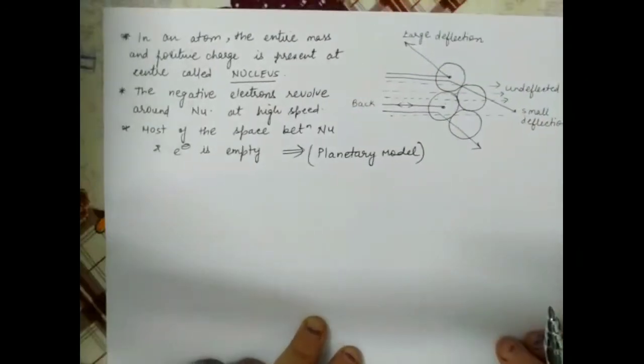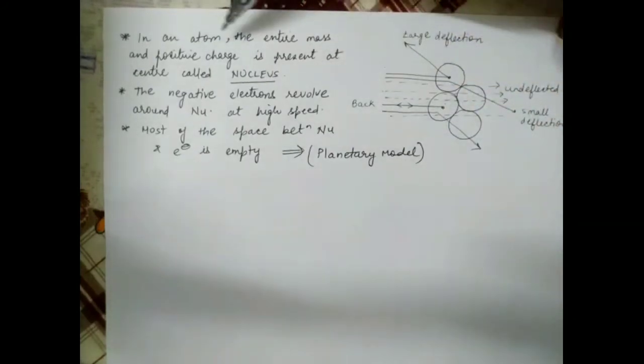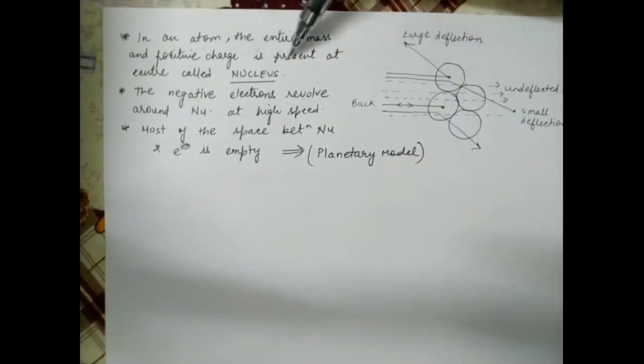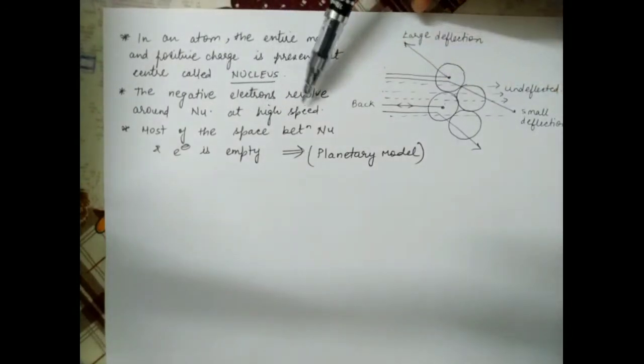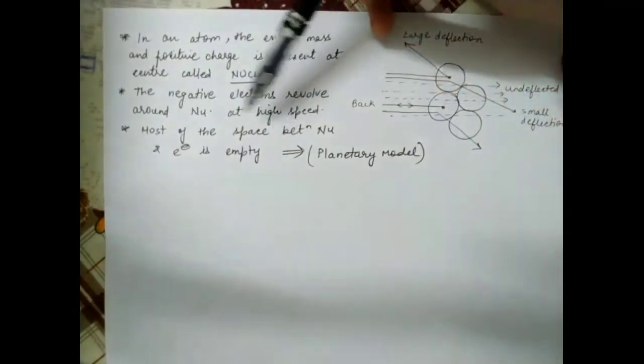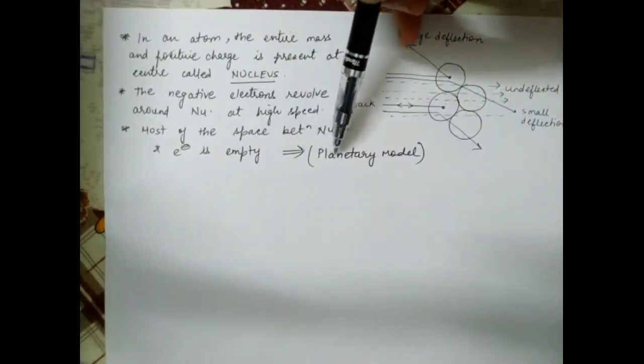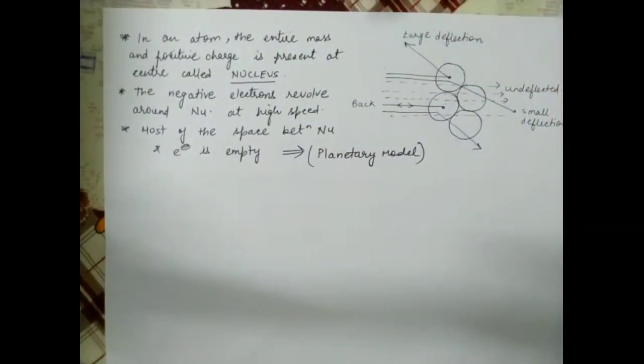So what were the conclusions from the Rutherford model? In an atom, the entire mass and the positive charge is present at the center, which is called the nucleus, and the nucleus occupies very small space inside the atom. The negative electrons revolve around the nucleus at very high speed. Most of the space between the nucleus and electrons is empty, and he called it the planetary model. Similar to our solar system, just as planets revolve around the sun, in the same way the negative electrons revolve around the positive nucleus. He also said that there is an electrostatic force of attraction between electrons and the nucleus. So this was the Rutherford model of the atom.